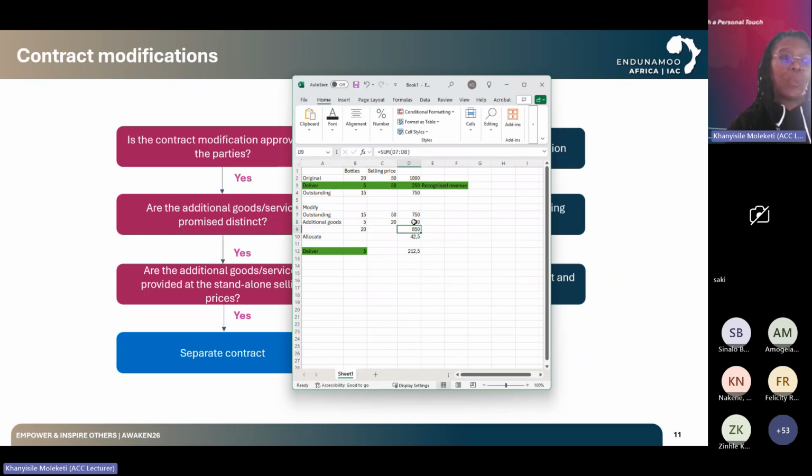For that 850, we need to allocate this transaction price to the 20 POs. We then take the 850 over 20, and that's our new allocated transaction price to each PO. So for each bottle we deliver, we recognize 42 Rand revenue. Every 5 we deliver in this case, we recognize 212, and that's how it will go forward.